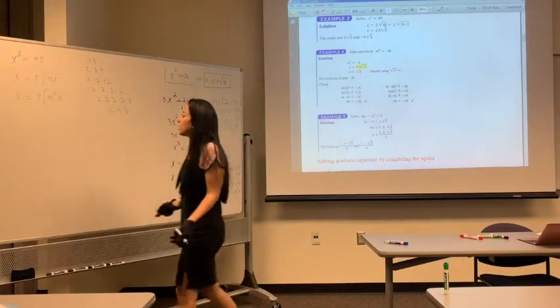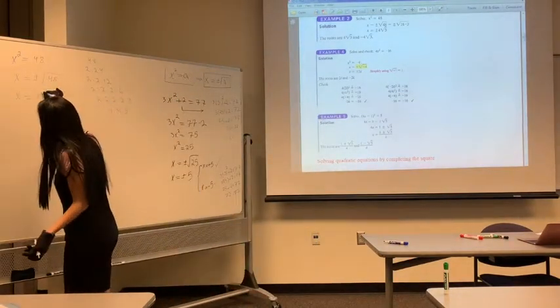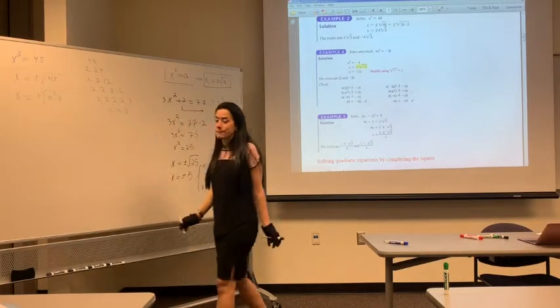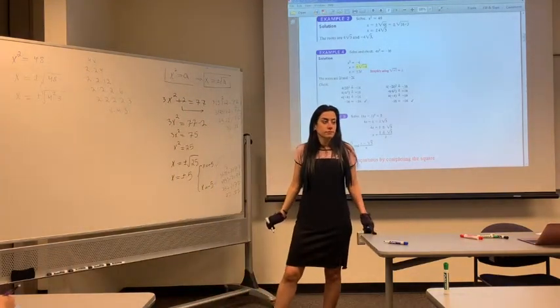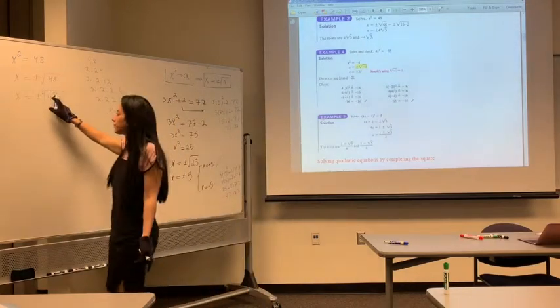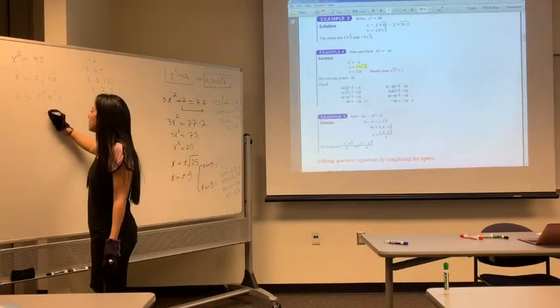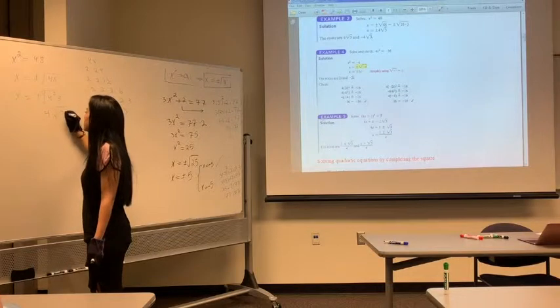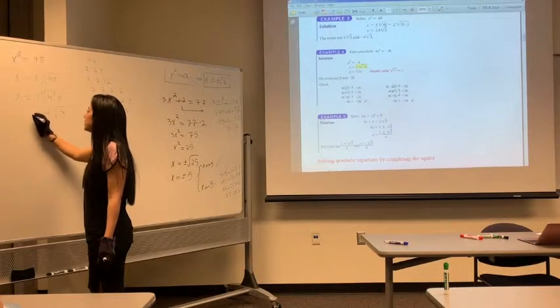And then I know the index is 2. So if the index is 2 and the power for this 4 is 2, I can bring out 4, but 3 stays inside the radical.